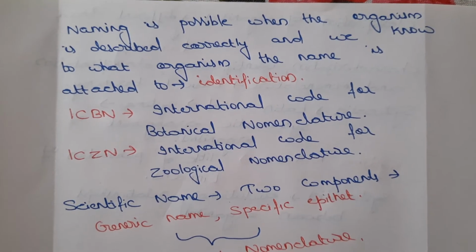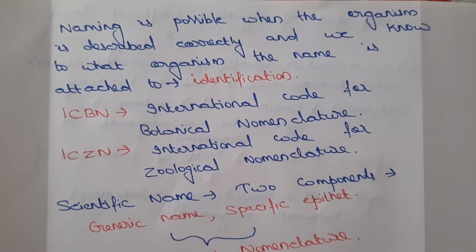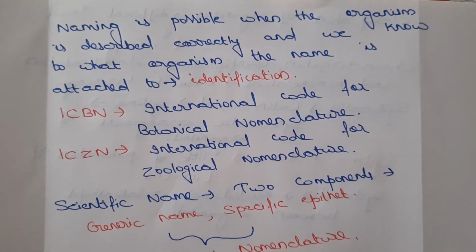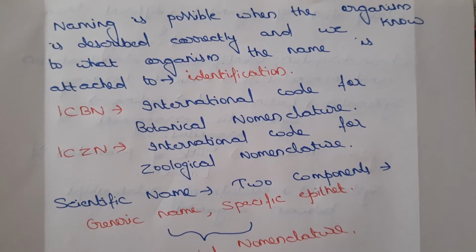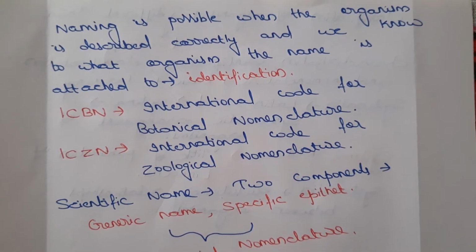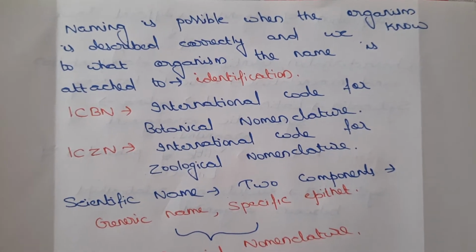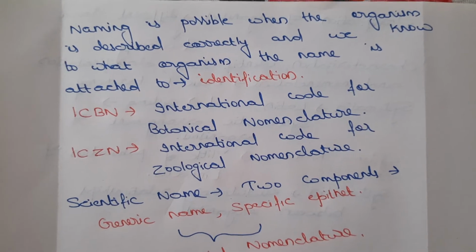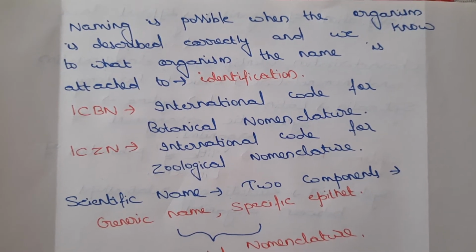Now, the process of nomenclature, or the process of naming, is possible only when the organism is described correctly and we know what organism the name is attached to. That process is known as identification. That means identifying an organism with its name and with its features is known as identification.